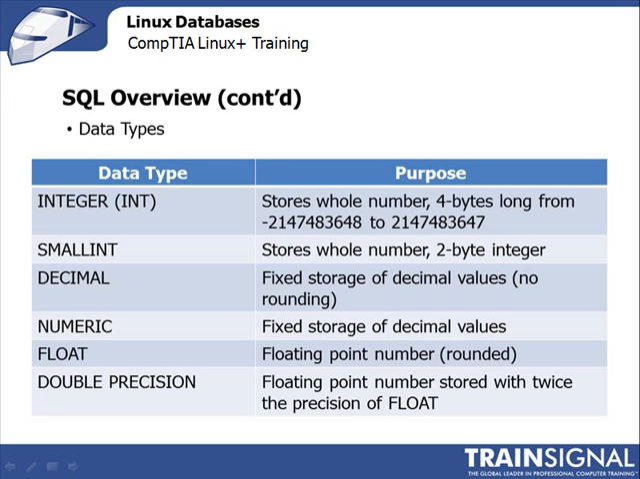The next is numeric, and that's for fixed storage of decimal values. Float represents a rounded floating point number. Double precision is a floating point number stored with twice the precision of float. Float and double precision could be useful for storing data when memory is an issue, but I personally haven't found much of a need to use either. But your experience may be different. Some in the community feel that float and even double precision have difficulties with rounding numbers properly.